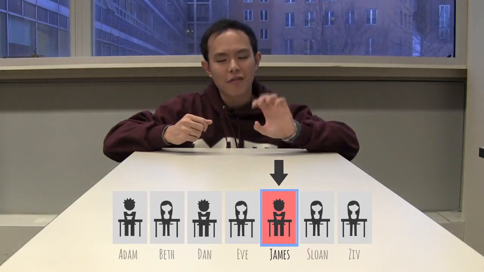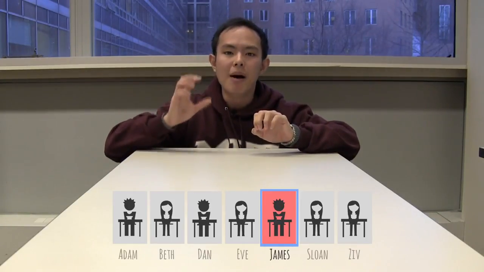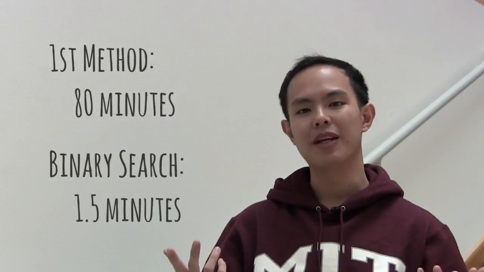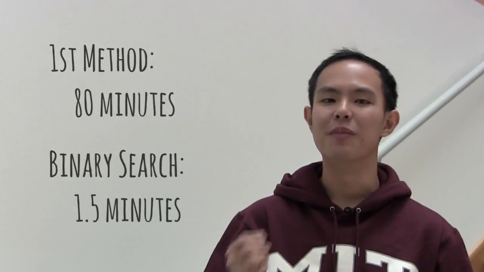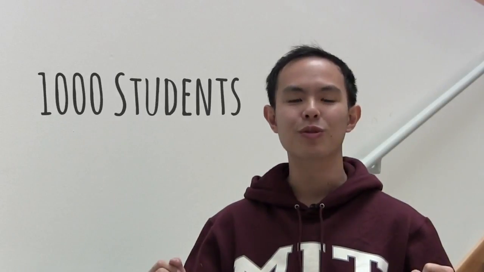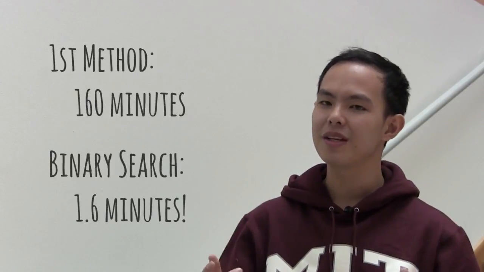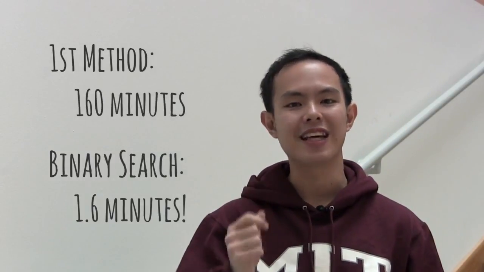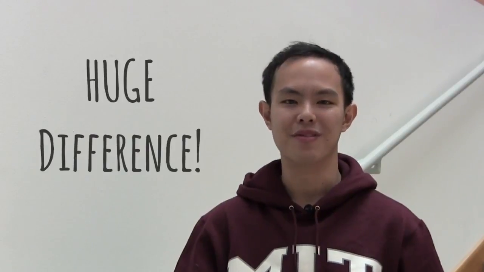Now, this is just like the first method, but at a much faster rate. How much faster would that be? Well, that depends on the number of students in the school. Let's say there are 500 students and we're looking for one. It will take about 80 minutes with the first method, but 1.5 minutes with binary search. But let's say there are 1,000 students in the school. It would take 160 minutes with the first method, but 1.6 minutes with the second method. Now that's a whole lot of difference.